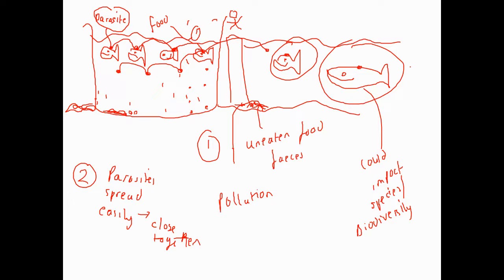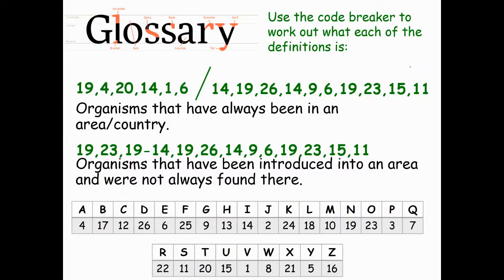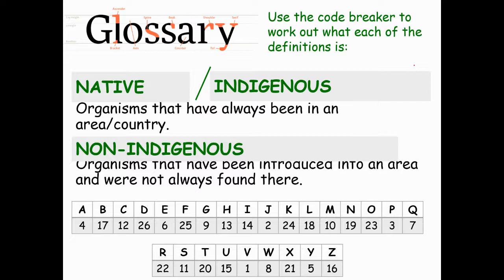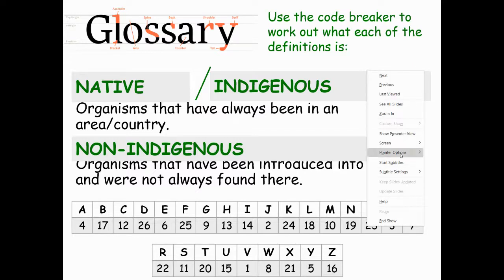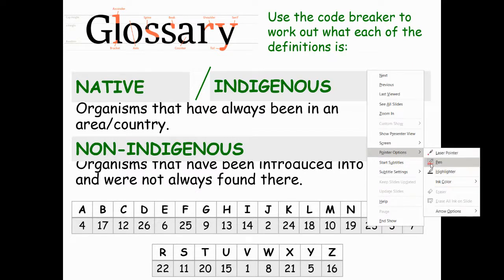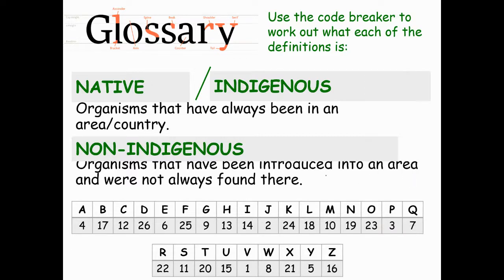Right, year 9. So, what we're now going to move on to are 2 new key words. So, please write them down. There is the word native, which is also the same as indigenous. And there is the word non-indigenous. Okay, so please pause this video, year 9, and make sure you're writing that down. Okay, all right, so let's go through them.